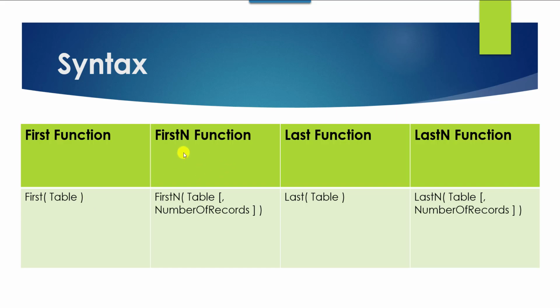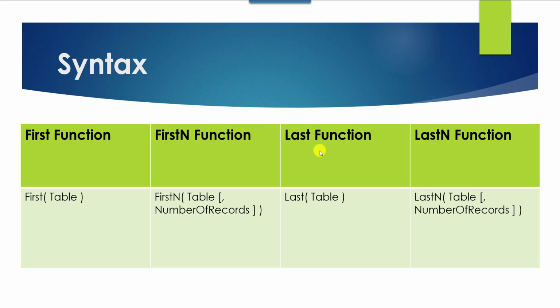And FirstN function helps to return the first set of records of a table. The second argument defines the number of records to be returned. Here you can see the syntax of the FirstN function is FirstN(table, number of records).